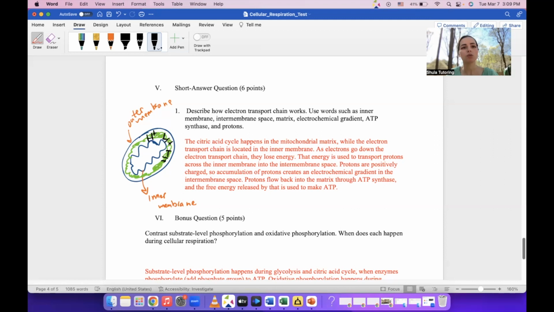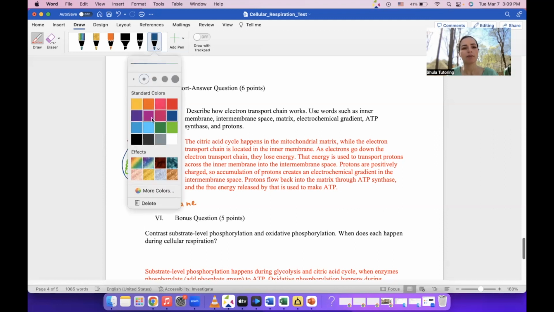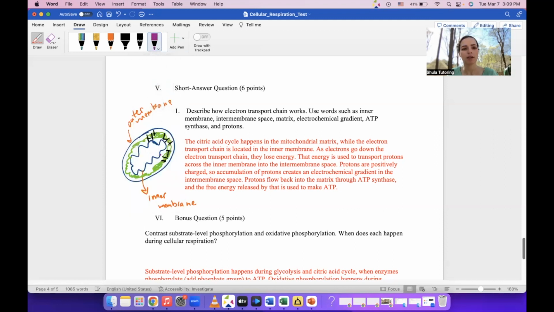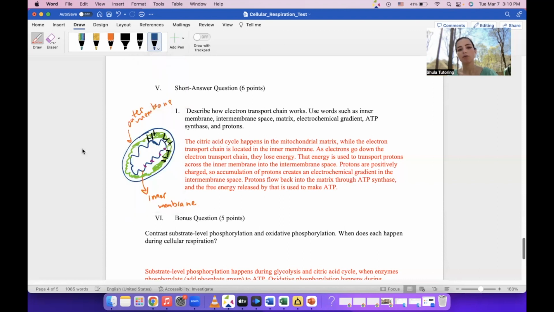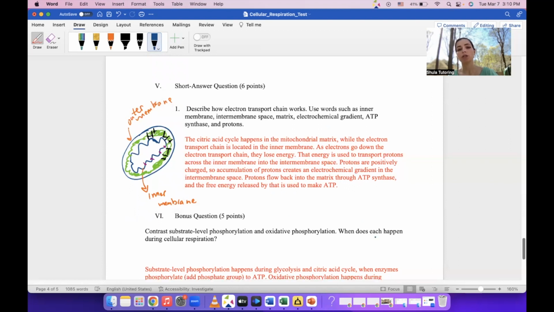There are those enzymes called ATP synthase, and they are embedded in the inner membrane. So those protons will go down ATP synthase, and the energy that is released from that process will be used to make ATP. So this is how it works. If you got part of it correct, you can give yourself partial credit, or if you describe this process correctly, of course, give yourself full credit.